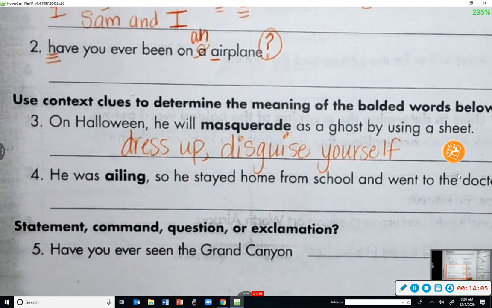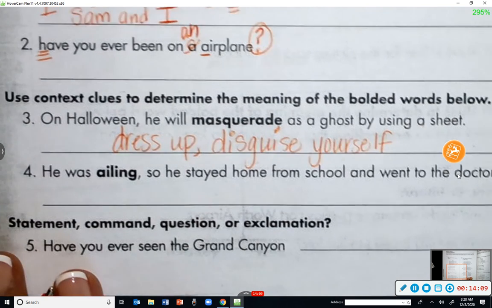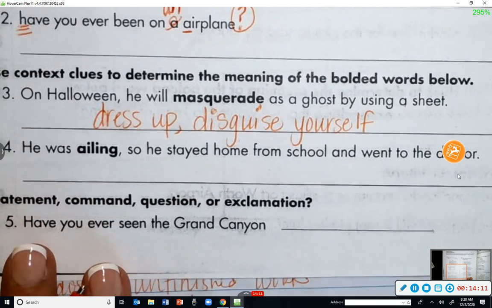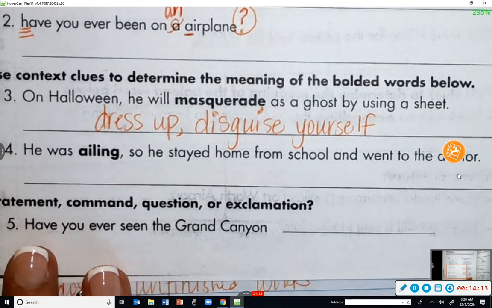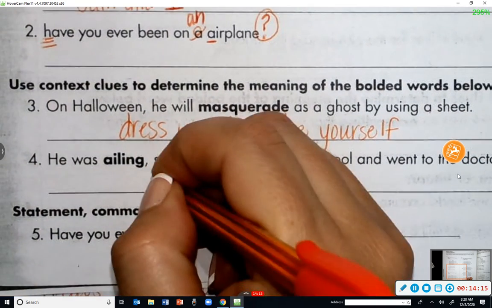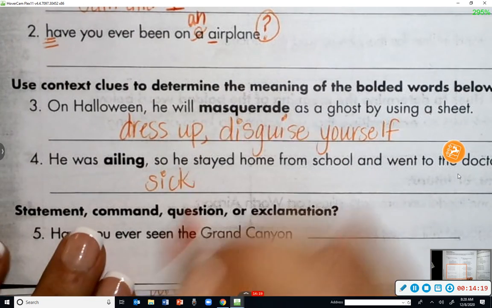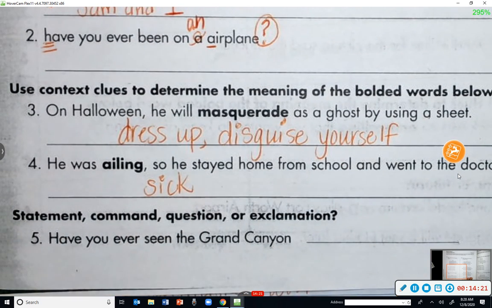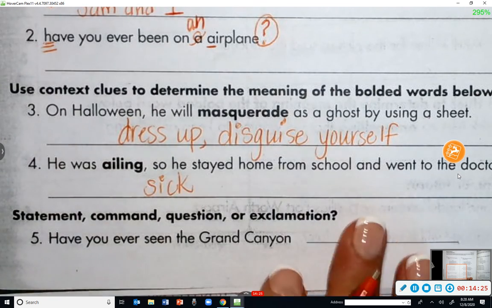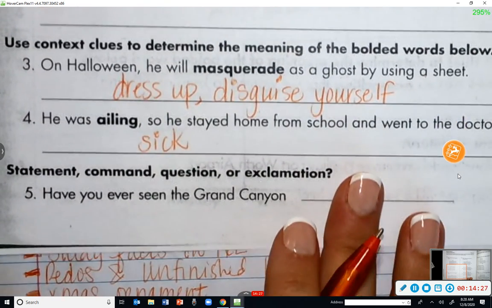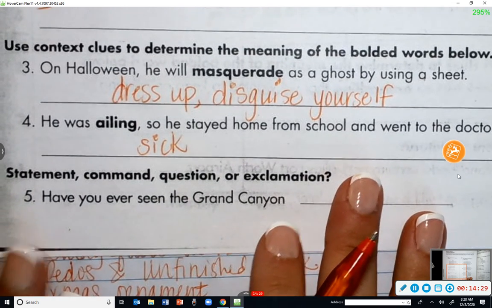Number 4, he was ailing, so he stayed home from school and went to the doctor. What do you think ailing means, Brandon? Sick. Good. So he stayed home from school and went to the doctor. You do those 2 things when you're sick or ailing.